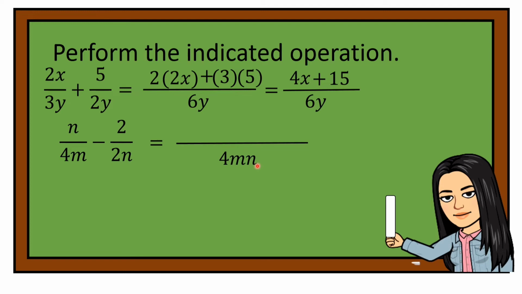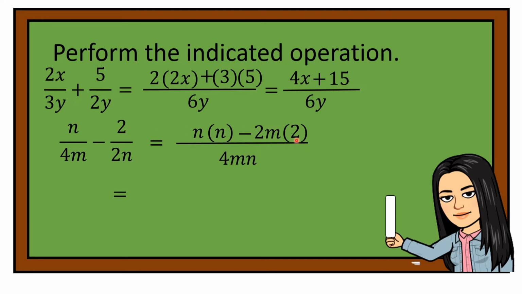Next, divide 4mn by 4m. The quotient is equal to n. And then, multiply the quotient by the numerator, which is n. Next, copy the operation, which is subtraction. Again, divide 4mn by the second denominator, which is 2n. 4mn divided by 2n is equal to 2m. And then 2m will be multiplied to the numerator of the second fraction, which is 2.